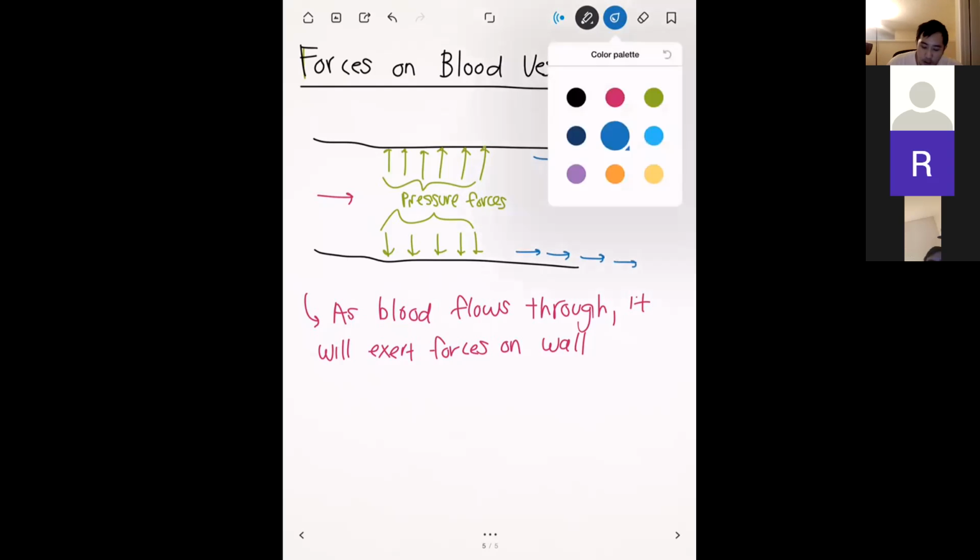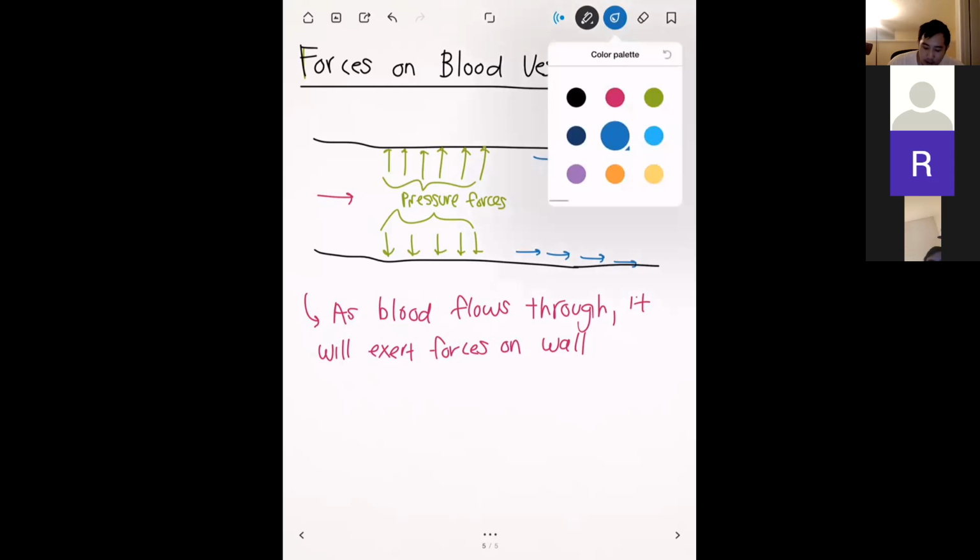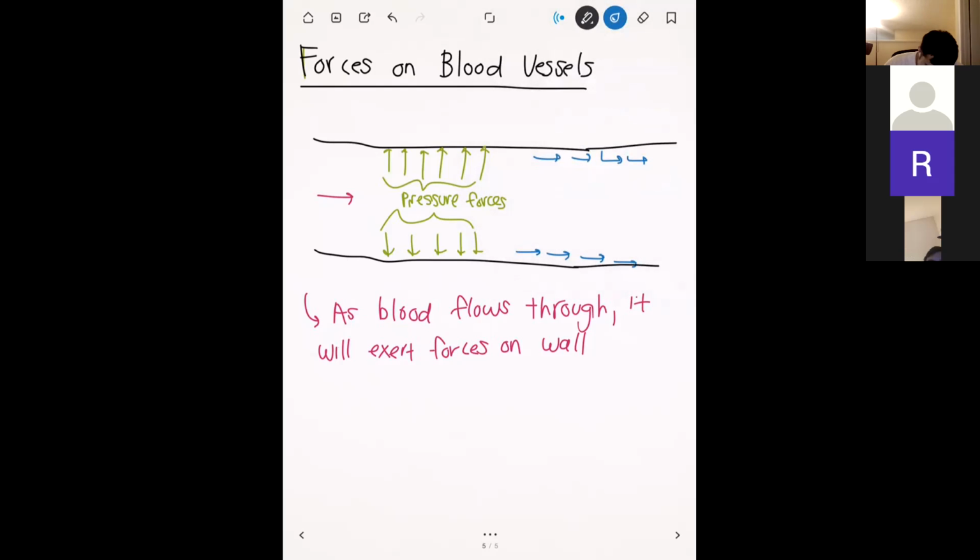Another category of forces that we'll talk about, which we've mentioned quite a bit in this class already, is the wall shear stress. Okay. And so remember, the wall shear stress is the viscous friction force that the blood imparts on the wall. Okay. So as the blood flows past the vessel wall, it's going to want to drag some of it with it because of viscosity, and then that exerts a wall shear force, wall shear stress. Okay.